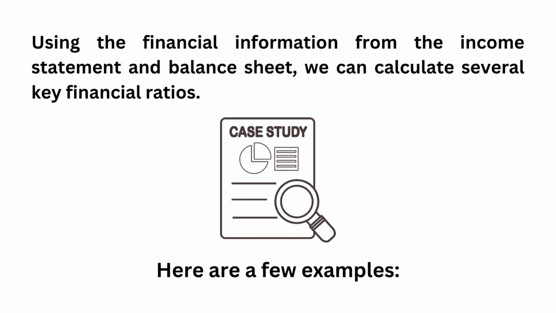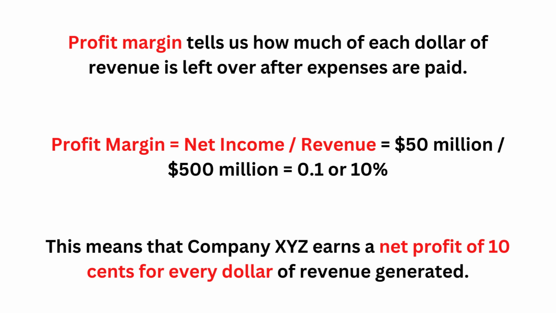Using the financial information from the income statement and balance sheet, we can calculate several key financial ratios. Here are a few examples. Profit margin tells us how much of each dollar of revenue is left over after expenses are paid. In the case of company XYZ, the profit margin is calculated as follows. This means that company XYZ earns a net profit of 10 cents for every dollar of revenue generated.